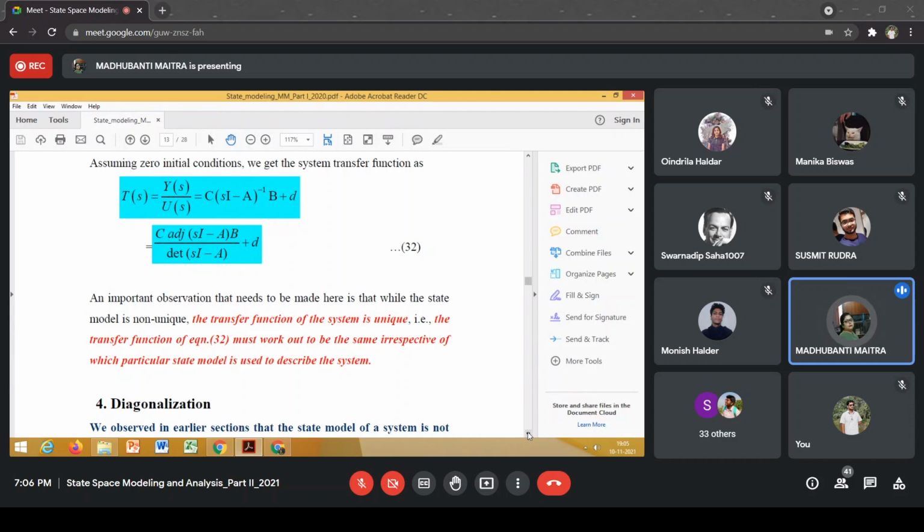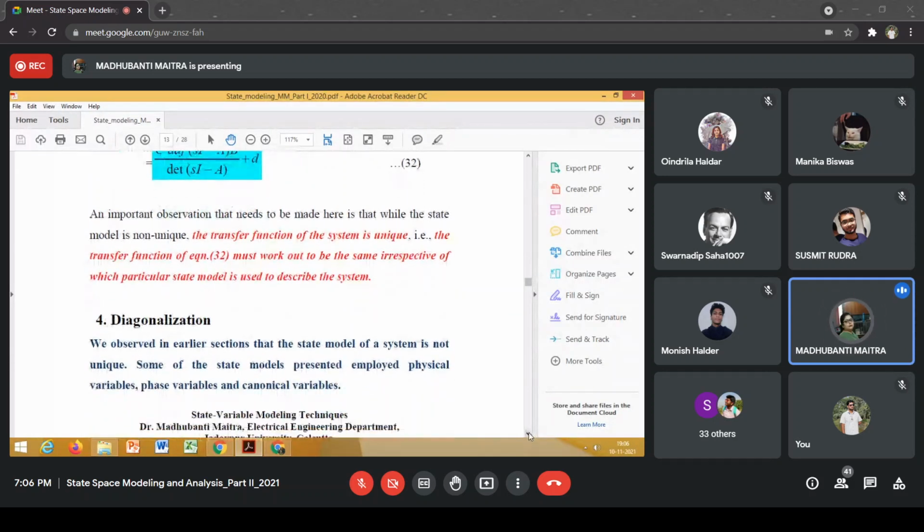So whatever be the state model of the system, we can use phase variables, we can use physical variables, we can use canonical variables, right? But whatever be the state model, from that particular state model, or for different state models, if you want to find out the transfer function of the system, we'll find that the transfer function of the system is unique, because the poles and zeros of the systems cannot change.